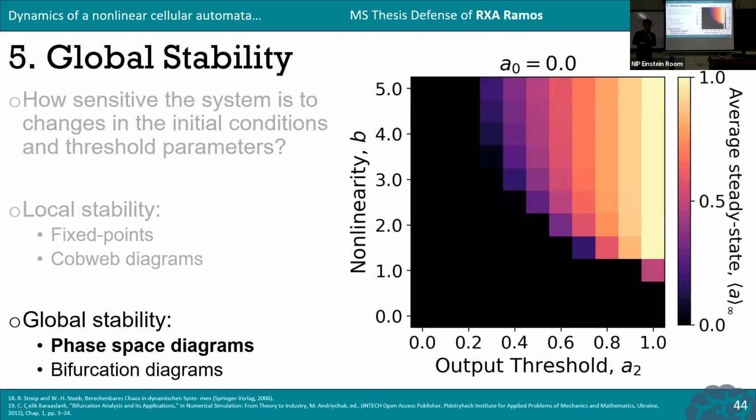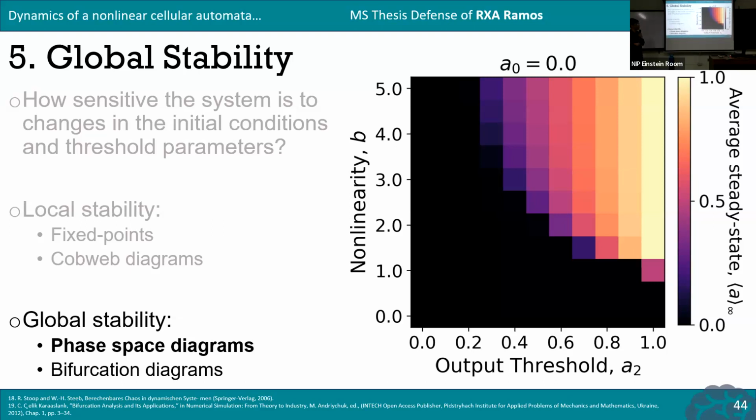Now we consider analyzing the global stability of the system. For this, we will use 2 diagrams, phase-space diagrams and bifurcation diagrams. In the phase-space diagrams, we plot 2 parameters with each other. So here we plot B versus A2, for a fixed A0, so we fix the last parameter. And then we color each pixel by the average steady state for the whole lattice. So now we're not considering single neurons, but the stability of the whole lattice.